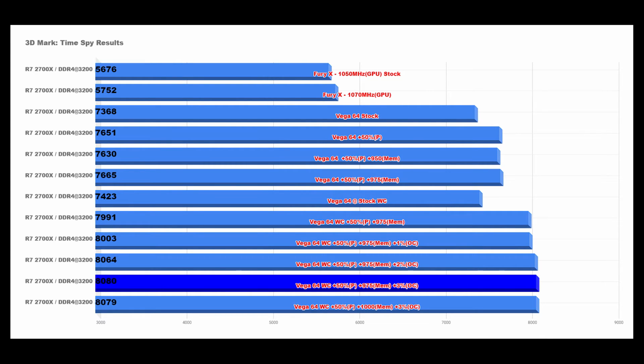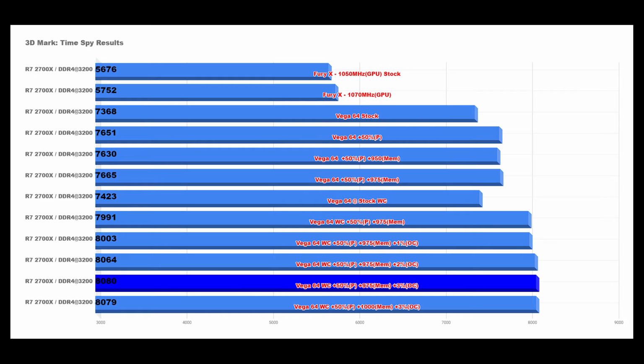Moving over to Time Spy, our baseline score is 7,368. Now we're going to repeat a lot of the same tests here. We're going to move the power limit to plus 50% power, and that gave us a performance increase of 3.84%. Now when we swapped out the air cooler for the water cooler, the stock performance didn't go up so much.